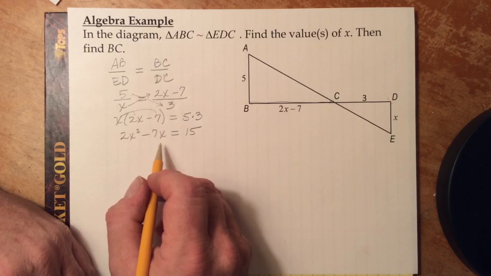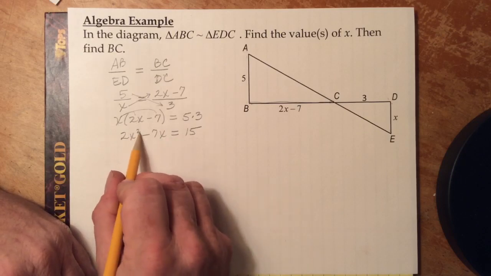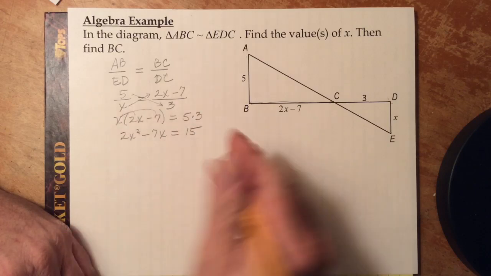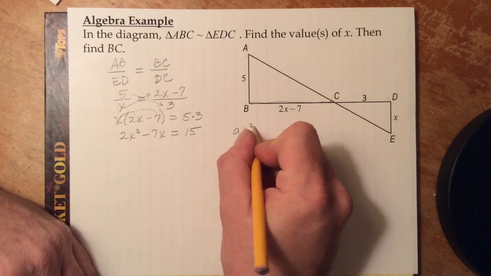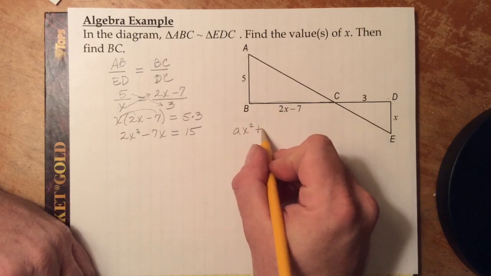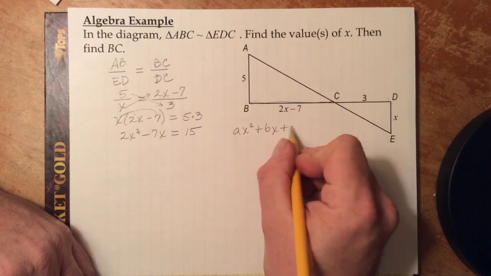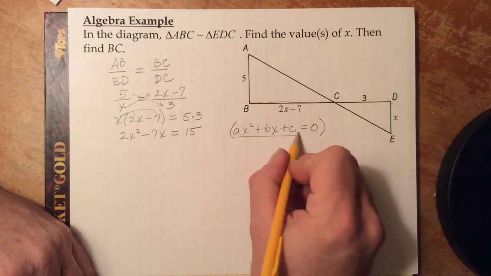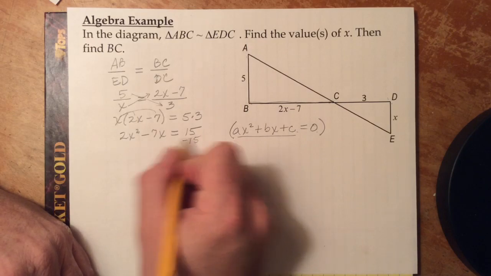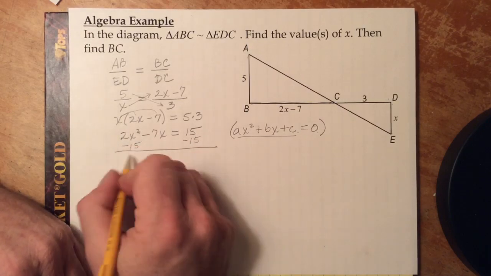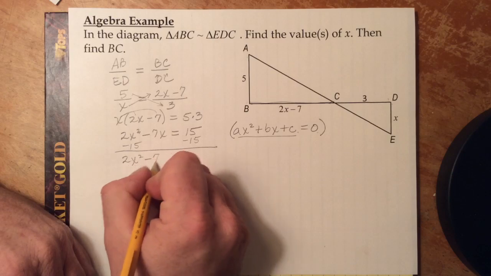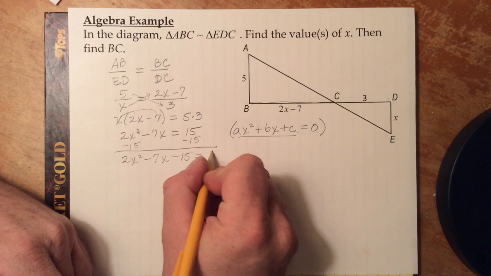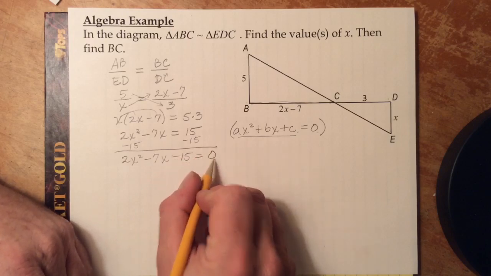But regardless of the method, when you have an x squared or a y squared or whatever variable squared, you've got to get everything else over to one side. And if you'll remember, the quadratic form is ax squared plus bx plus c equals 0. Everything must be set equal to 0 in descending order. So I subtract 15 from both sides, and I get 2x squared minus 7x minus 15 equals 0. I did that on purpose.